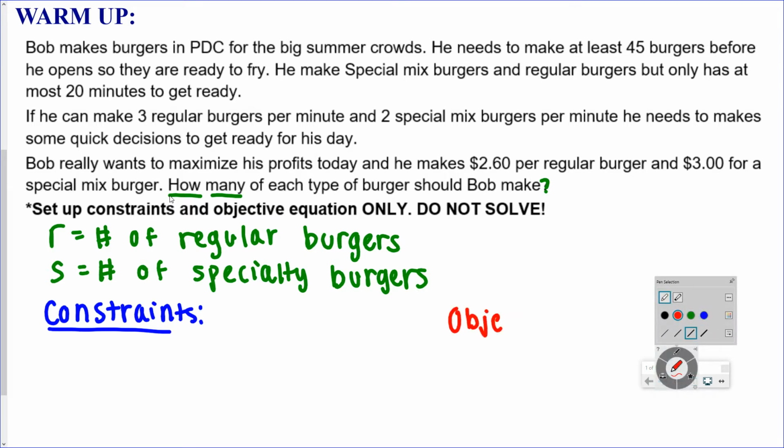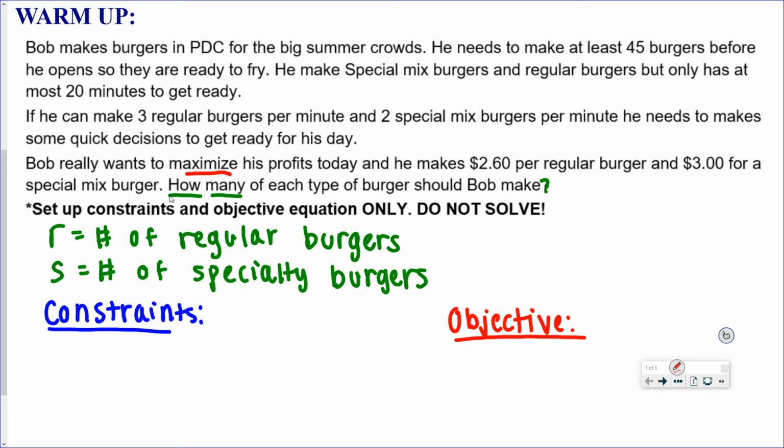I personally like to do my objective first. Remember, your objective is the one you're trying to maximize or minimize. So when it says he wants to maximize his profits, his sales, that's going to be my objective equation. So I'm going to use a capital P to represent his profit here. And we get $2.60 for every regular burger. So my number of regular burgers, which is R, times 2.60, would give me how much I profit off of that burger.